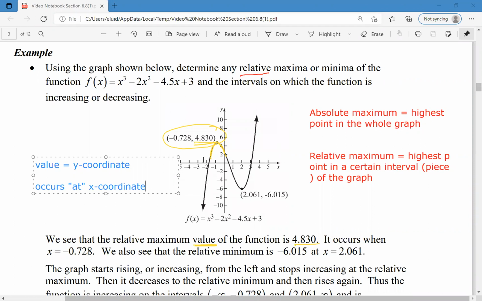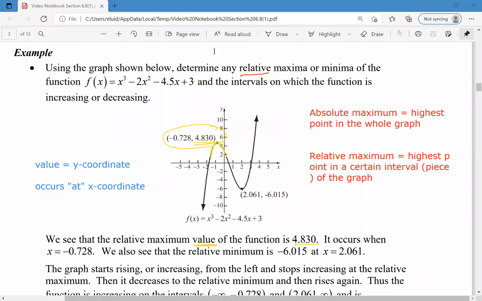One is how far away are you from the origin horizontally? That's the one where it occurs. Where does this maximum occur? And then the value, what is the maximum value? That's the y coordinate. Okay, and then there's a similar answer we can give for relative minimum.